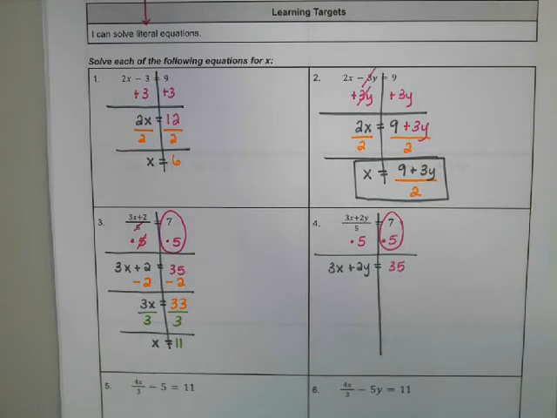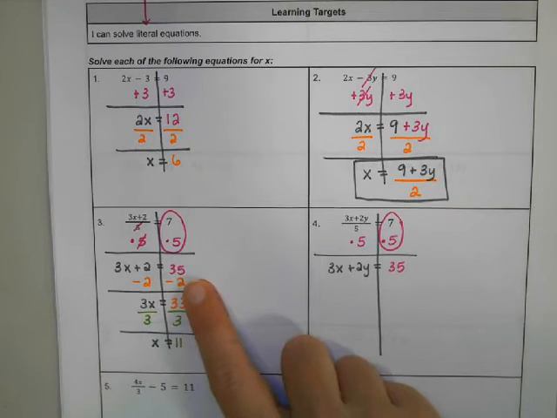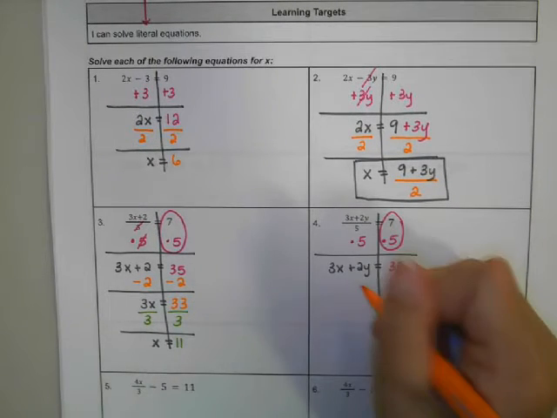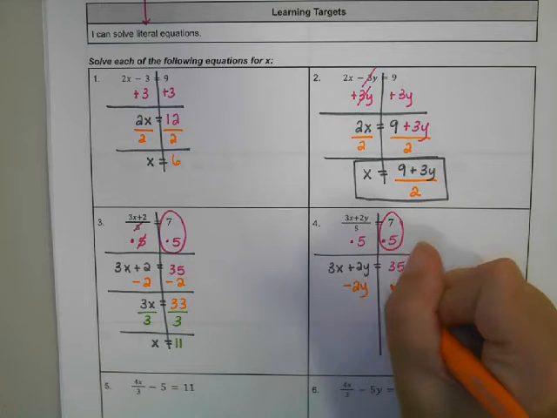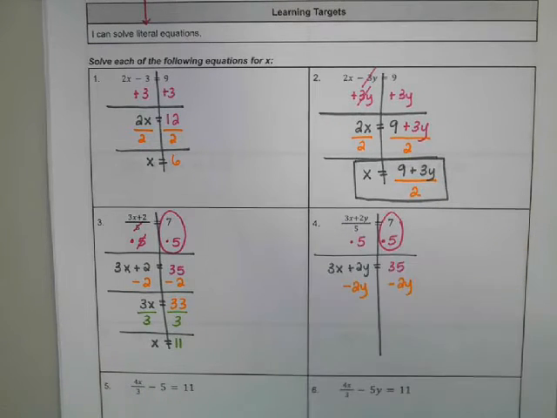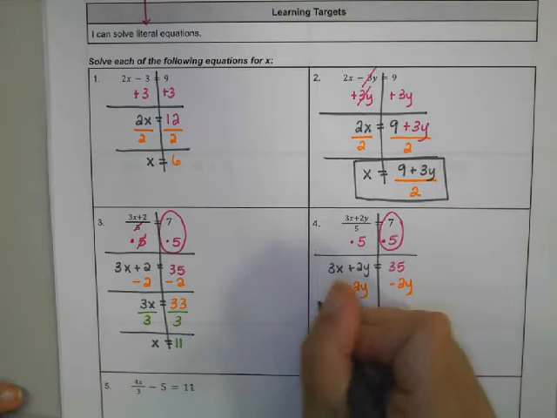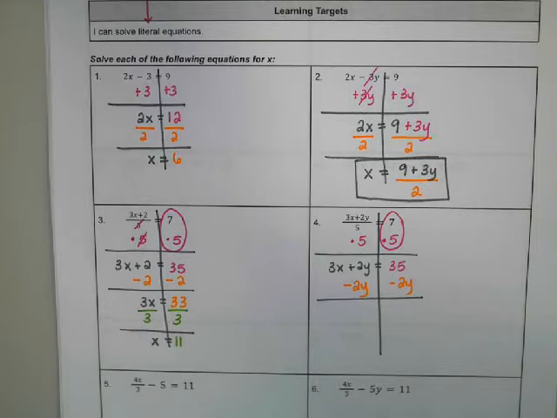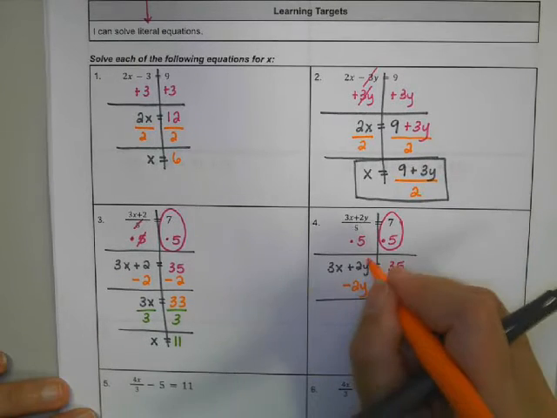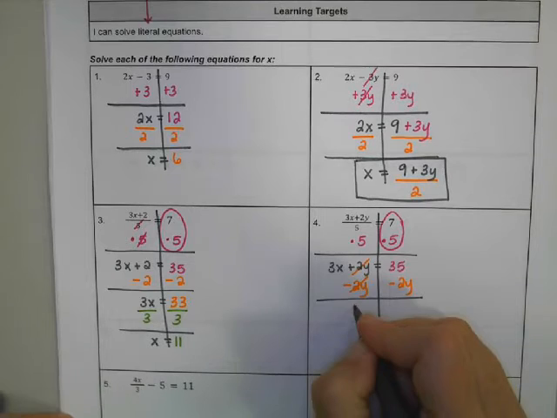So far, so good. The next thing I did here was I subtracted 2. So in problem number 4, I'm going to subtract 2y. Now you'll notice I'm not just subtracting 2 this time because the 2 is attached to a y. I'm going to subtract that whole term. Now on the left-hand side, these are going to cancel, so I'm just going to bring down my 3x.